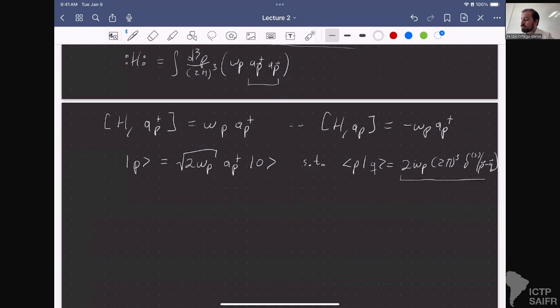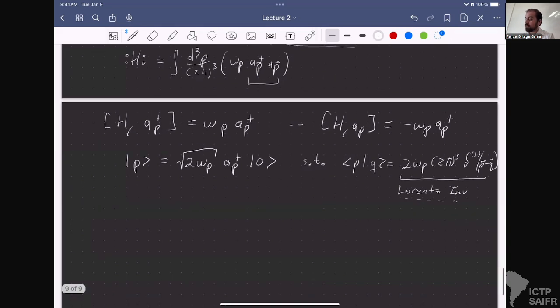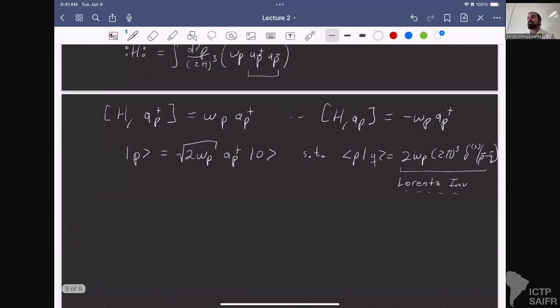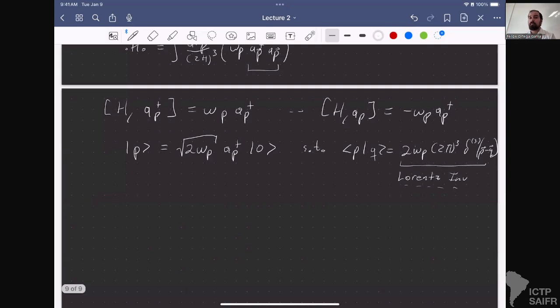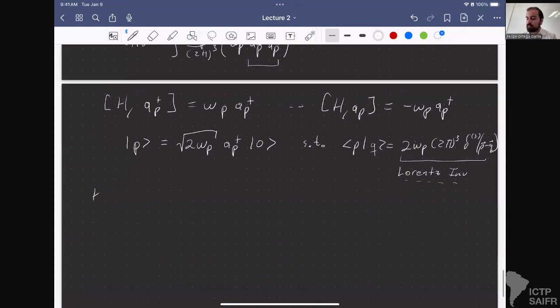And as we will see, this is a Lorentz invariant quantity, or probably we will not derive that, but for now you will have to take my word for this. But this happens to be a Lorentz invariant quantity, so a normalization that's Lorentz invariant, and it's going to be by convention useful. So now the energy of our states that I just defined here is just given by this omega_p.